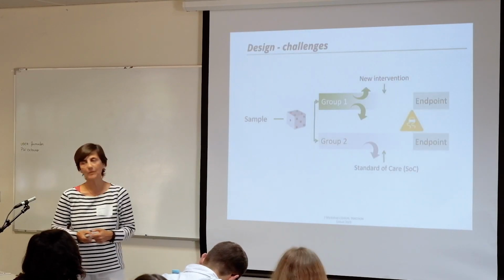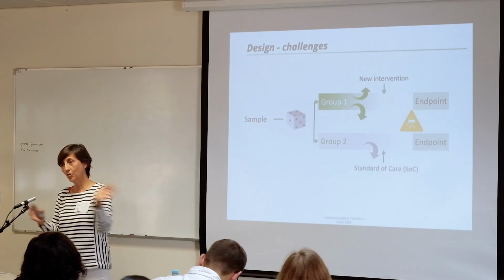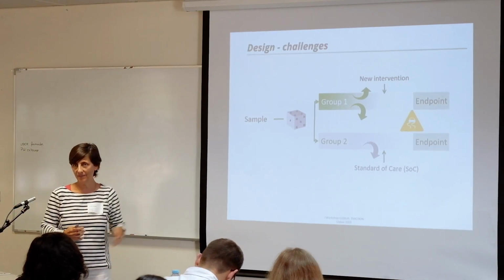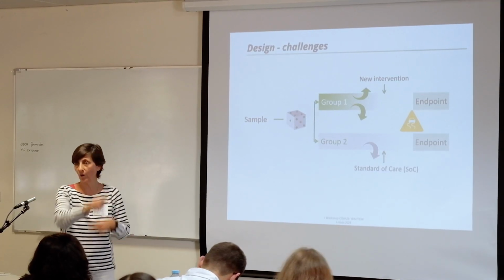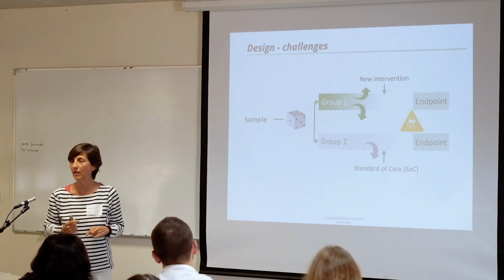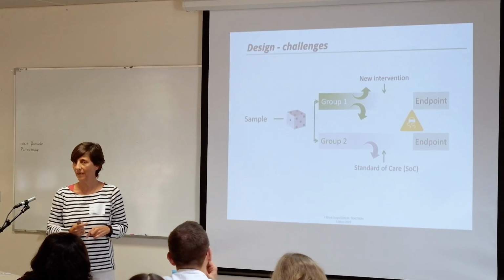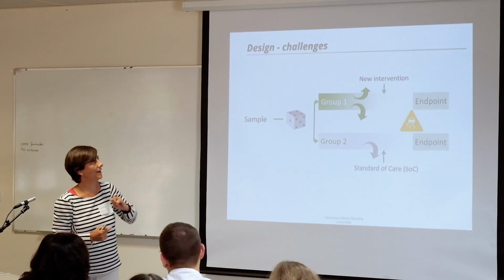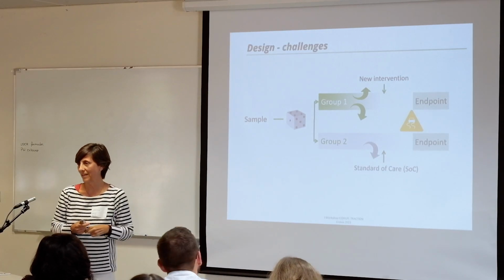More challenges. We lose people to other groups or even outside. That would be attrition bias or moving around, like I was in the standard of care, but I saw these people doing mindfulness, so I will do mindfulness as well. This has happened to me many times. Now, what do you do when this happens in a clinical trial?